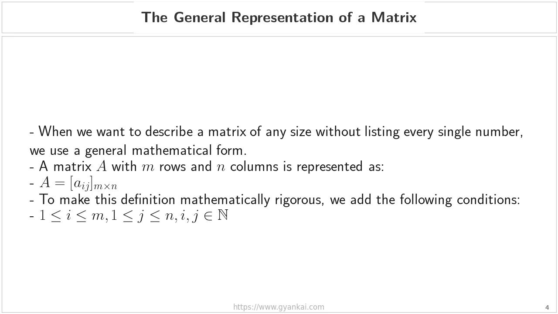However, to make this definition mathematically rigorous and precise, we must add a few essential conditions. We specify that 1 is less than or equal to i, which is less than or equal to m, and similarly, 1 is less than or equal to j, which is less than or equal to n. Furthermore, we state that both i and j must belong to the set of natural numbers. I know this looks like a lot of symbols at once, so in the next slide, we will break down each part of this notation to understand exactly what it tells us.